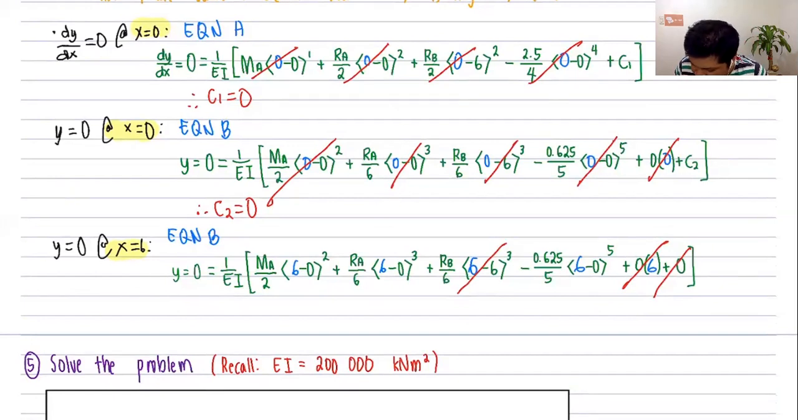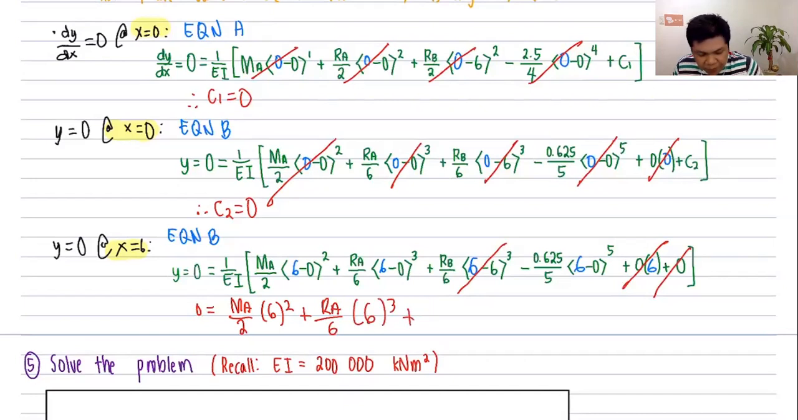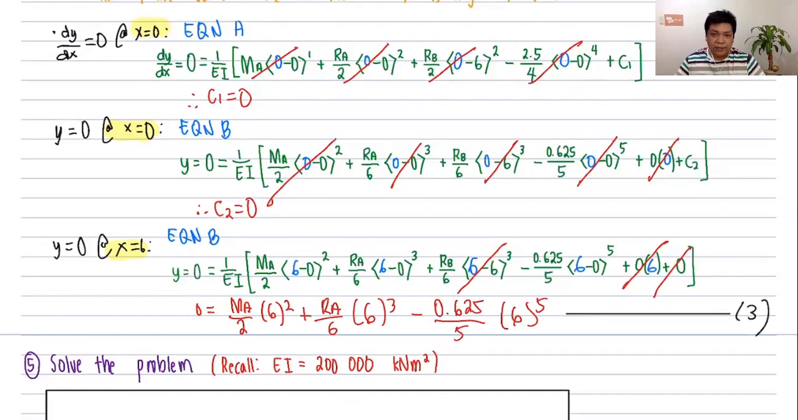Therefore, I can rewrite this equation as 0 is equal to MA over 2, 6 squared, plus RA over 6, 6 cubed, plus RB, oops, there's already no RB since that's 0, minus 0.625 all over 5 times 6 raised to 5. This is now equation number 3.